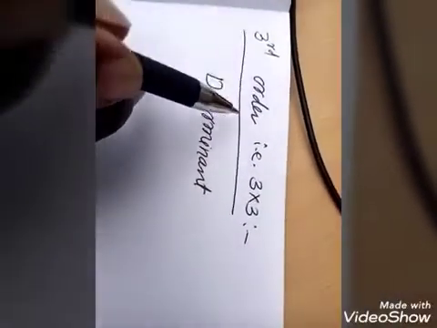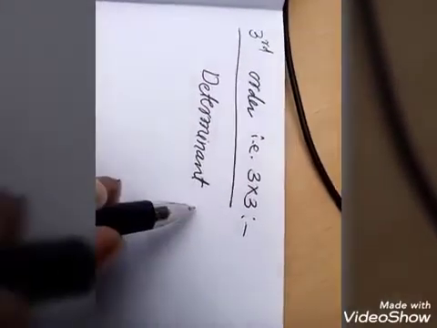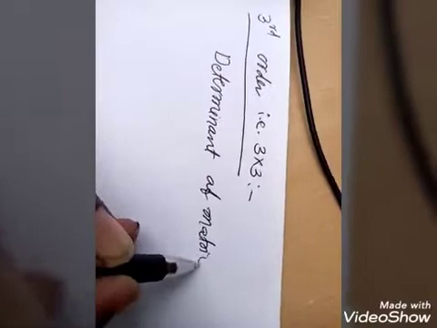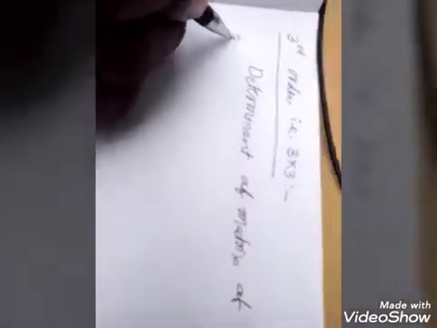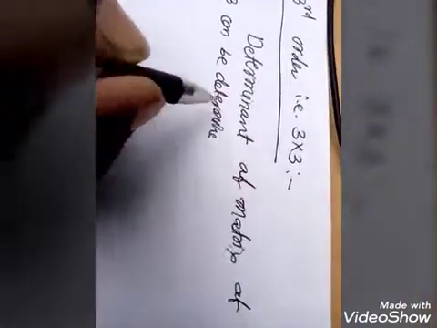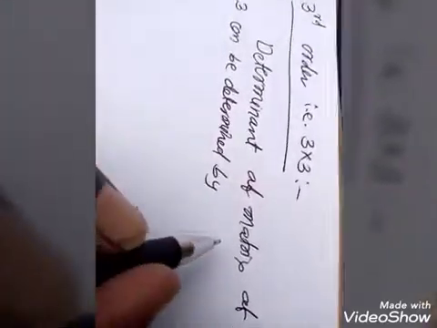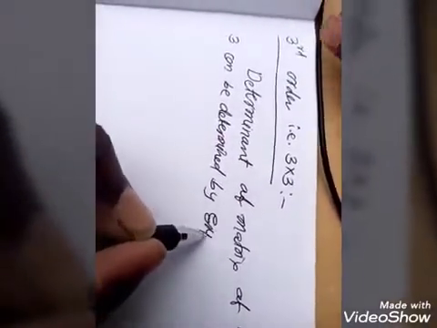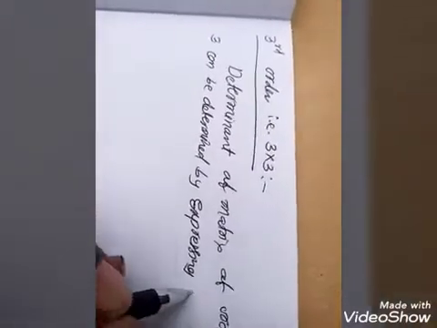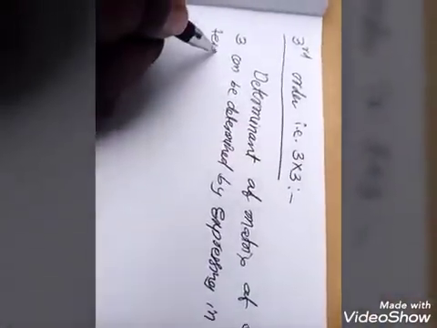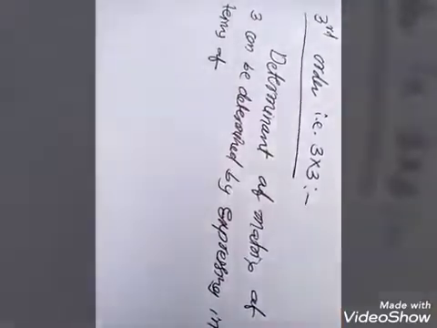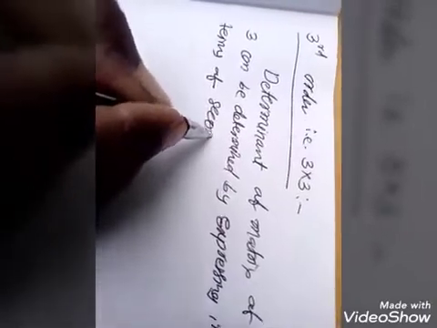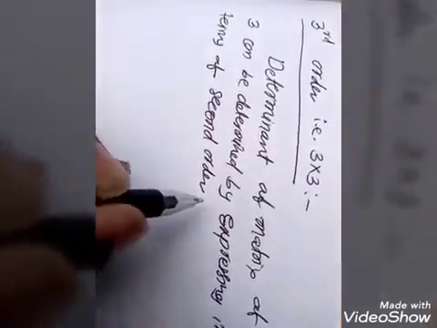Now we will calculate the third order determinant, that is the 3 by 3 determinant. Now the determinant of a matrix of order 3 by 3 can be determined by expressing it in terms of second order determinants.